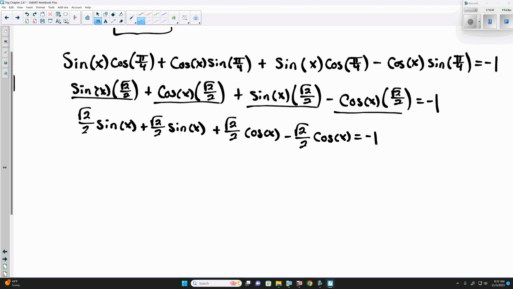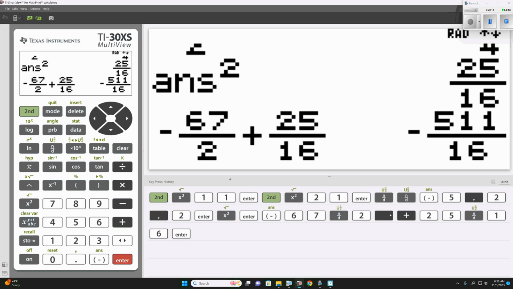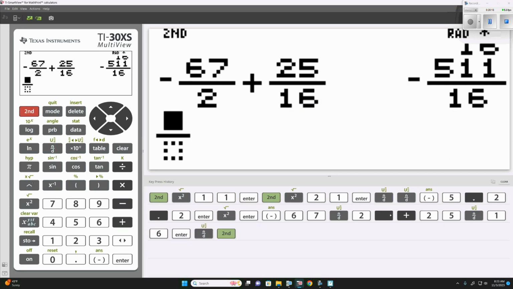Now, out of all of our like terms, the cosines are nicer because they become what? So square root 2 over 2 cosine of x minus square root 2 over 2 cosine of x is 0. That whole thing becomes 0. It's gone. The first two do both have sine of x. But now it's really seeing what is square root 2 over 2 plus square root 2 over 2. And we could do that in a calculator.